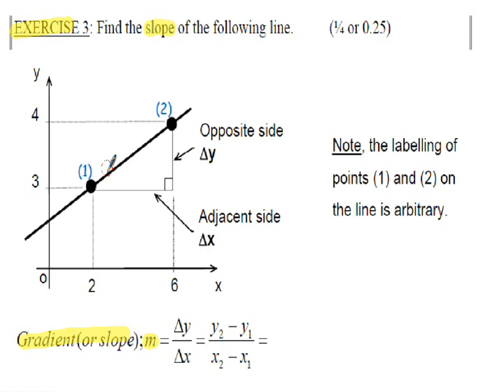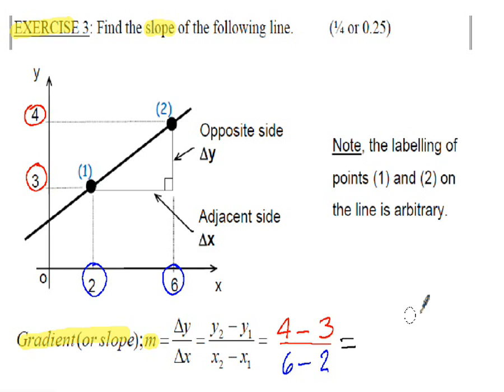So from the diagram we can see that the y2 coordinate is going to be 4, so following the formula, 4 take away the y1 coordinate, which is 3, so 4 take away 3 on the top line, and that's divided by, on the bottom line, the x2 coordinate, which is 6, and we subtract from that the x1 coordinate, which is 2. Evaluating, 4 take away 3 is 1, and 6 take away 2 is 4. So our gradient is a quarter, or 0.25. This is a positive gradient.